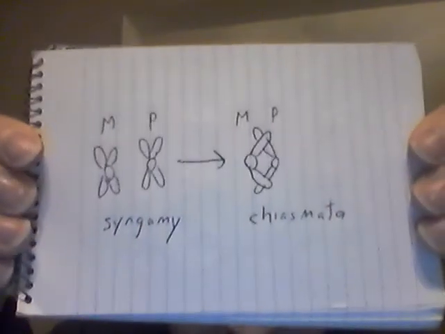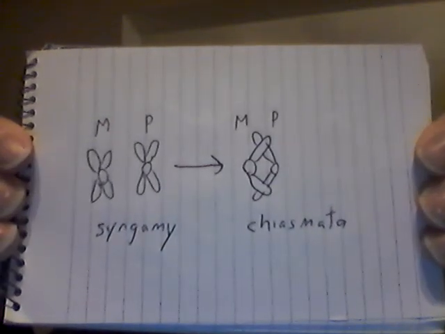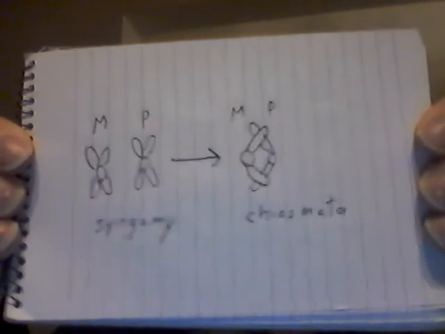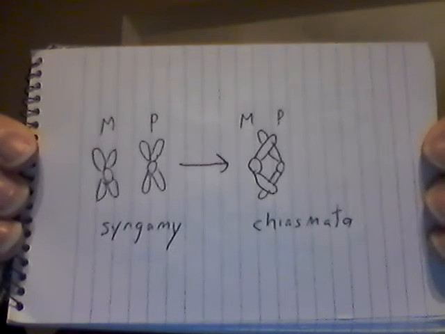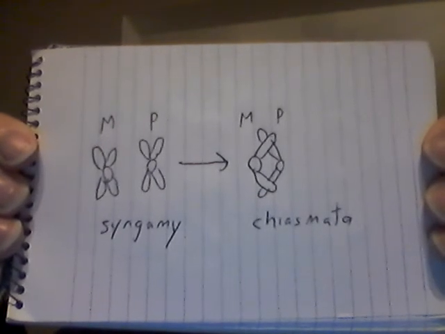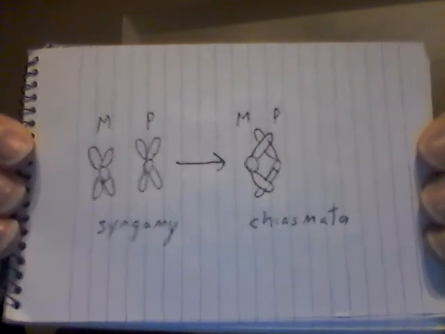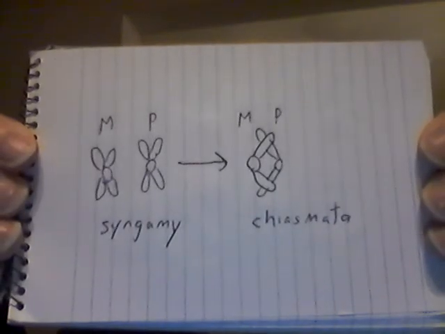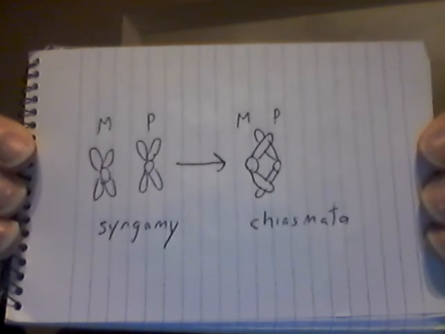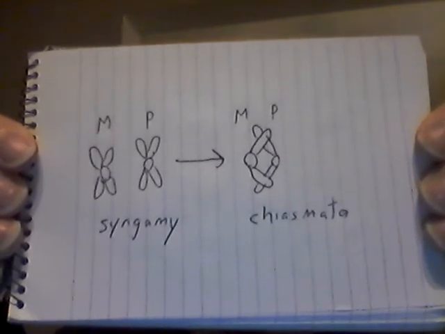You can see that word there, syngamy, S-Y-N-G-A-M-Y. That's when the maternal and paternal pair up. Then they're going to overlap their chromatids, and they're going to join together, forming chiasmata. Once they're joined in that way, they're going to stay joined together until anaphase 1. They're going to be paired off for a while. Now, here's the coolest part.